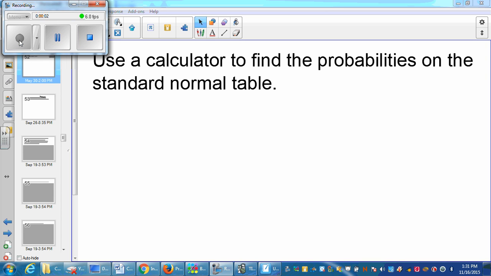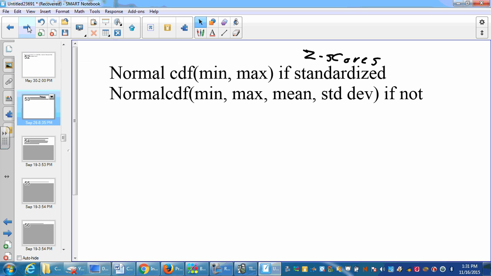Hello, now we're going to be looking at using your calculator to find probabilities on a standard normal distribution, rather than using the standard normal table. There's one main function that we'll use in our calculator, it's normal CDF. The newer calculators, you don't need this notation, but the older calculators you do. Normal CDF: you type in your min, comma, your max, if it's standardized, meaning you have z-scores. If it's not standardized, after you do min max, then you type in your mean and standard deviation.